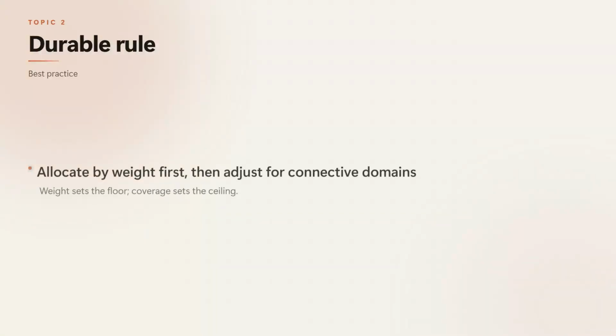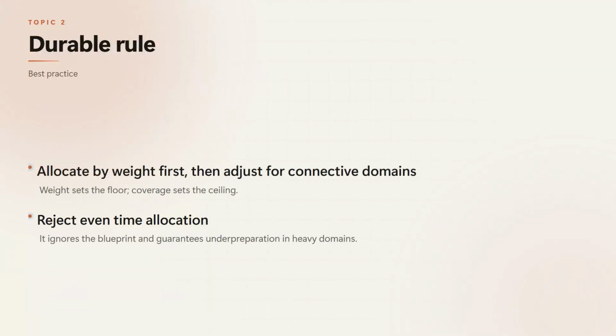The durable rule is, allocate by weight first, then adjust for connective domains. Weight sets the minimum time a domain deserves. Coverage tells you if that time needs to be distributed differently across your study sessions. Reject even time allocation because it ignores the blueprint entirely. It is the polite version of studying by interest, and it guarantees you will be underprepared for D1.